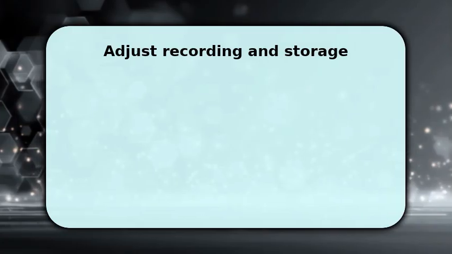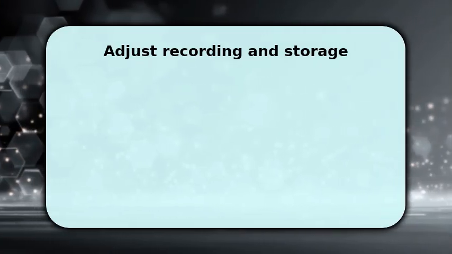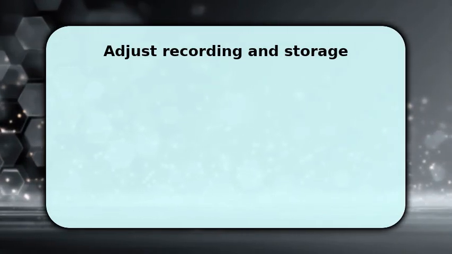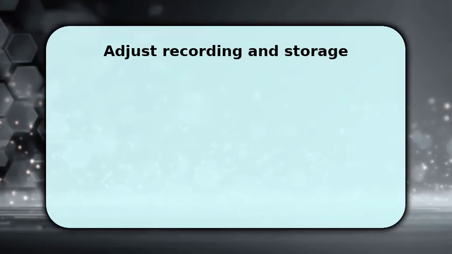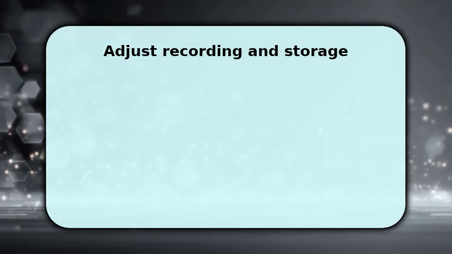Next, switch to manual capture so encoding only runs when you tell it to. This prevents constant resource use. Choose 30 frames per second or a variable frame rate to lower encoder pressure, which reduces dropped frames.